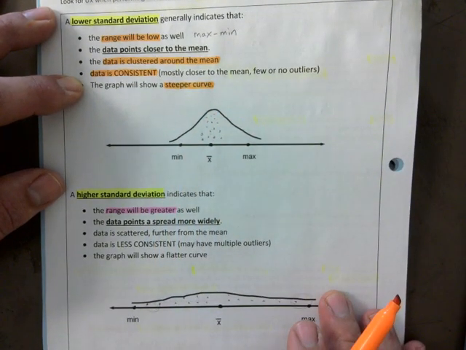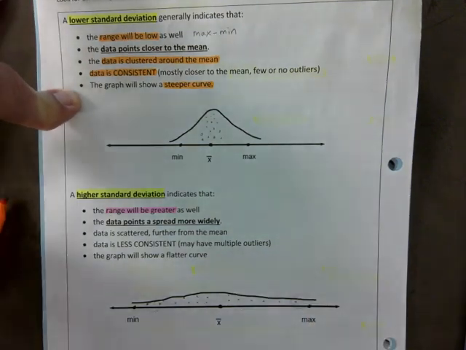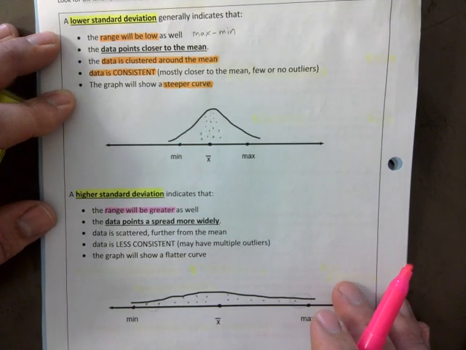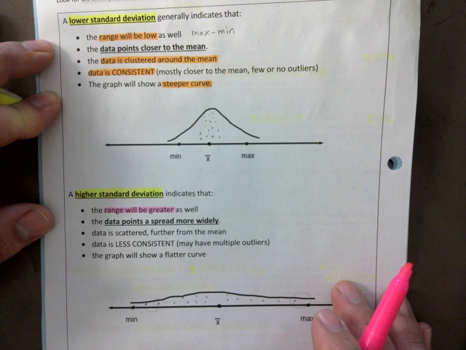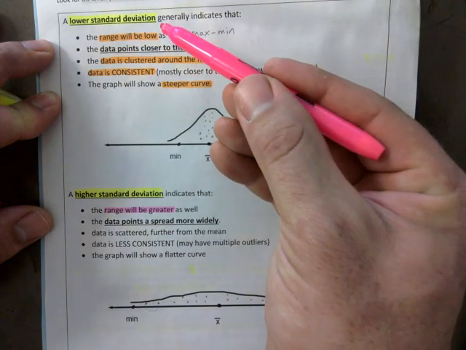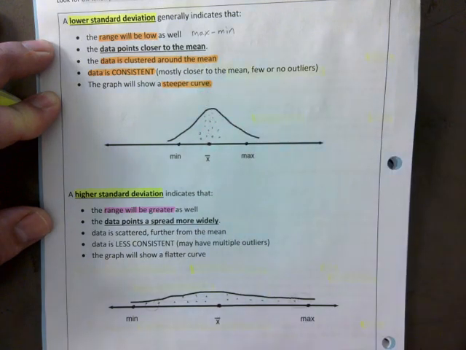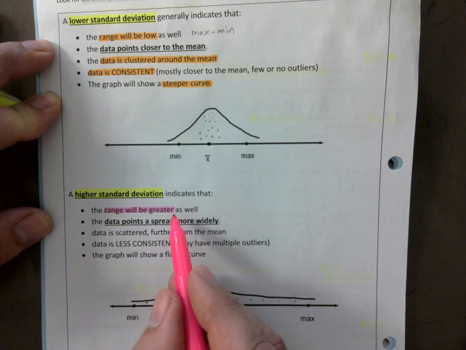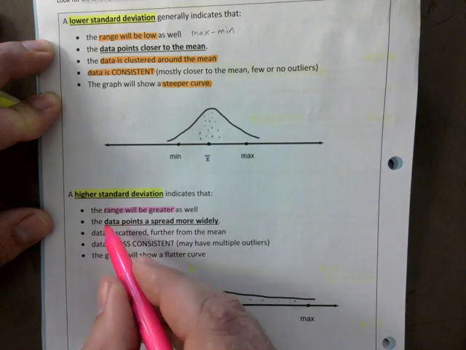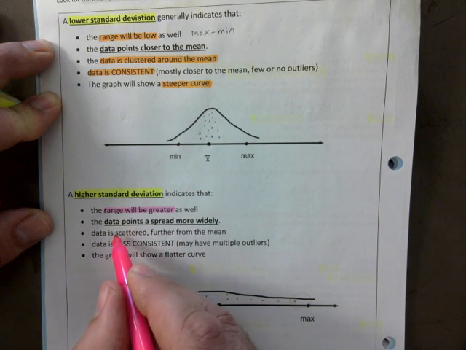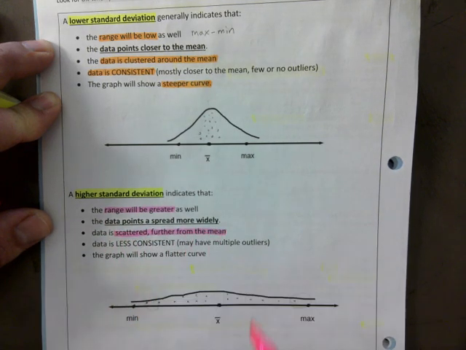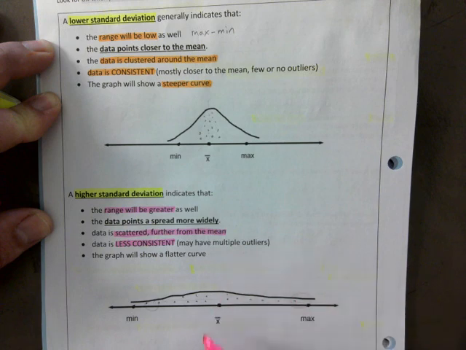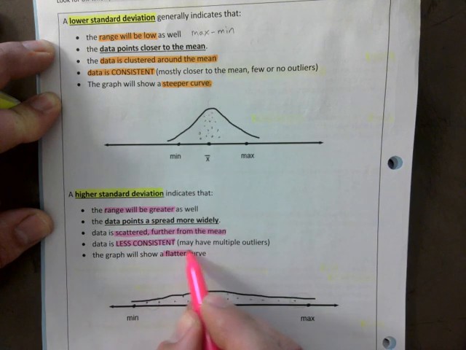That's important. So if you can wrap your head around this, if you can manage to add this to your study sheet, I think you're going to benefit greatly, because this is basically one of the biggest concepts in this whole unit, understanding how standard deviation is tied to these other components. Okay. If you have a higher standard deviation, the range will be greater. The data will be spread out, right? So data is scattered further from the mean. It's less consistent, may have multiple outliers, and you'll have a flatter curve.